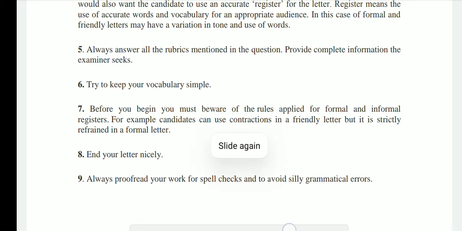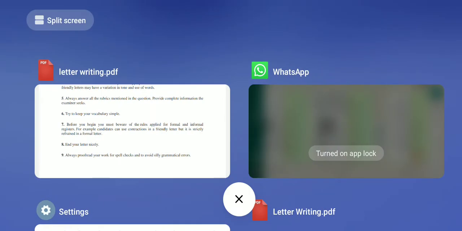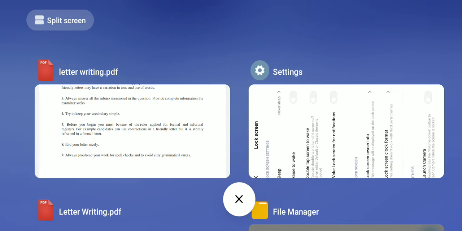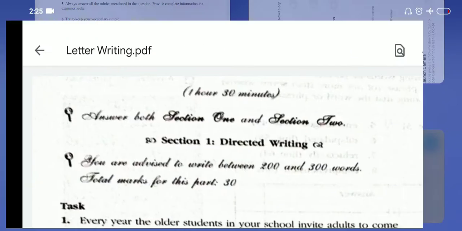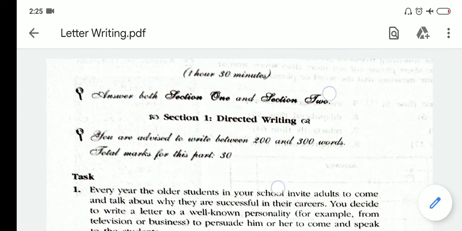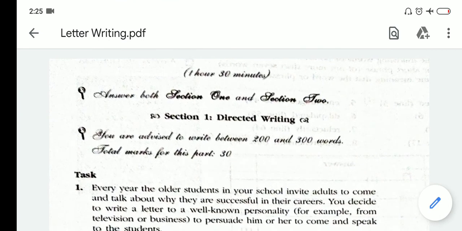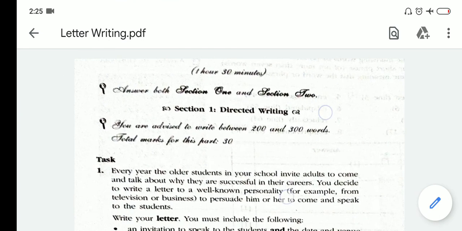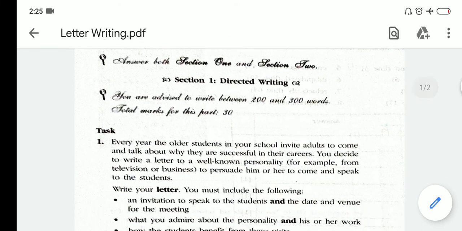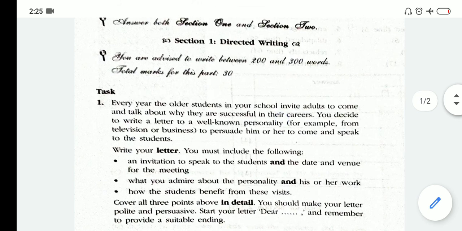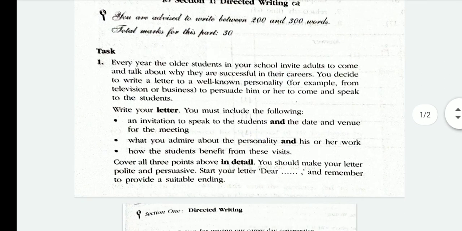Now our task today will be to see an example of this. We will be doing this directed writing. This is section 1. This is from your past paper that I'm showing you, 1 hour 30 minutes, two sections. Section 1 is directed writing, as I told you, and in this case you are given a letter to write. This is the task given to you.